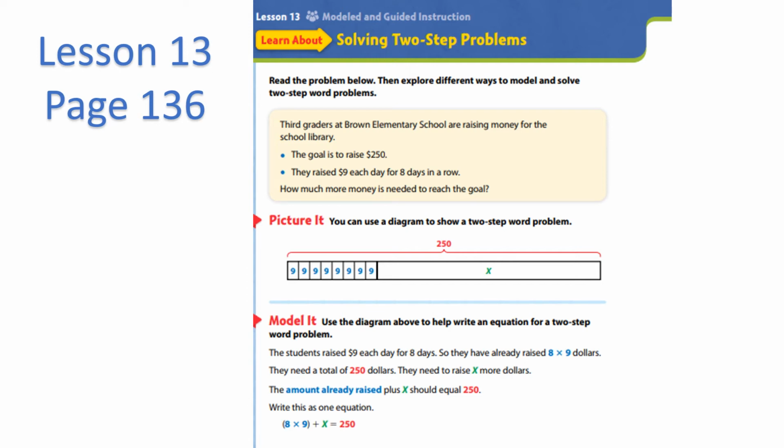All right, today we're going to be doing lesson 13, learning about solving two-step problems. And this will be found on page 136 in your workbook on your colorful pages. So we're going to start today by reading our problem that's highlighted on your page. And then we're going to explore different ways to model and solve two-step word problems. So we'll begin with the problem.